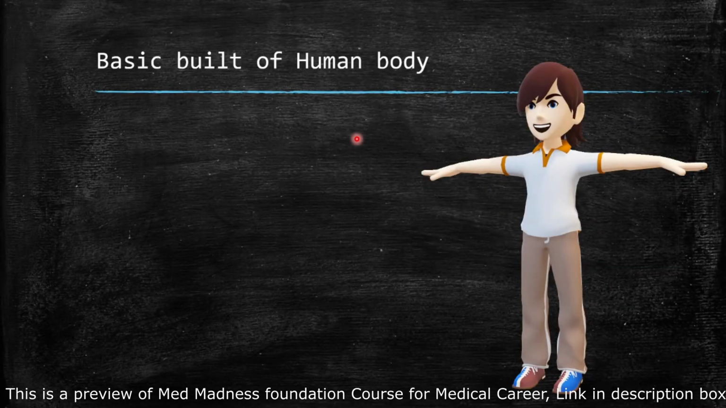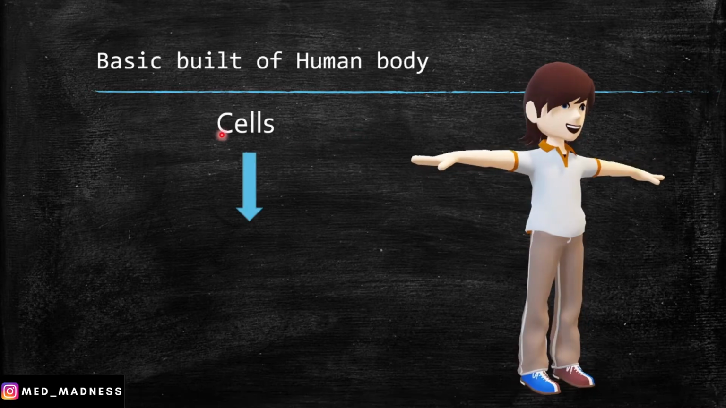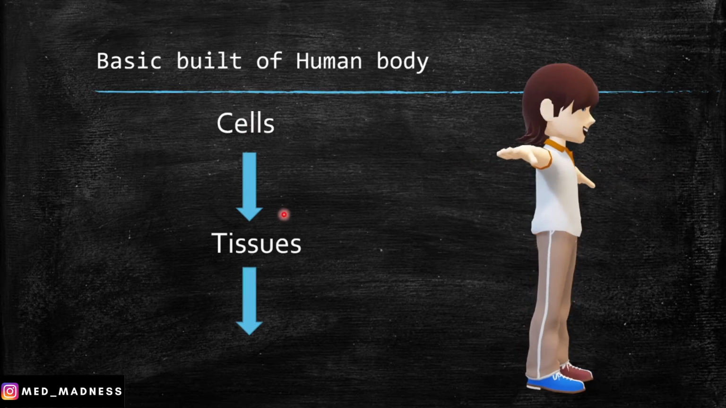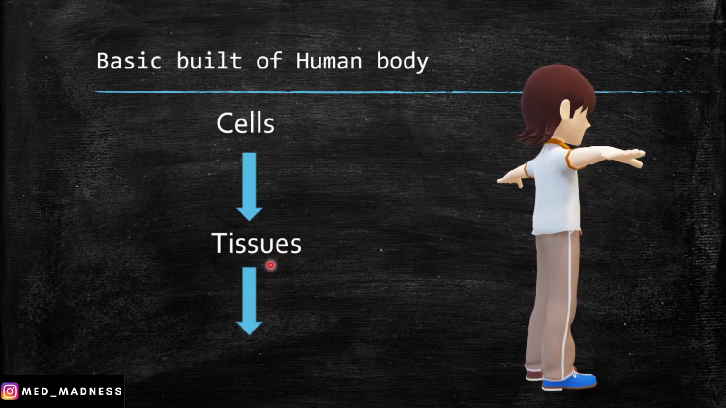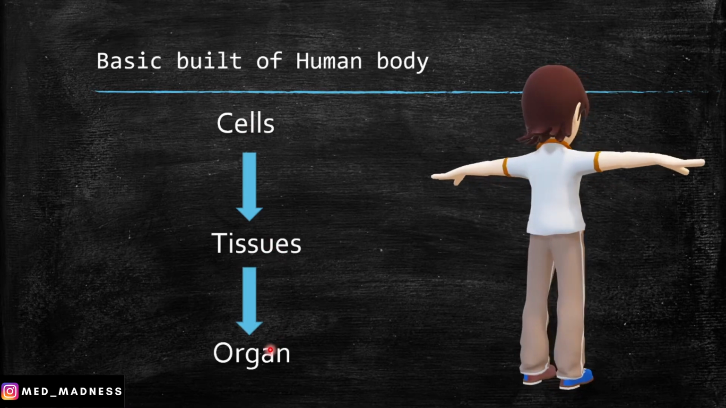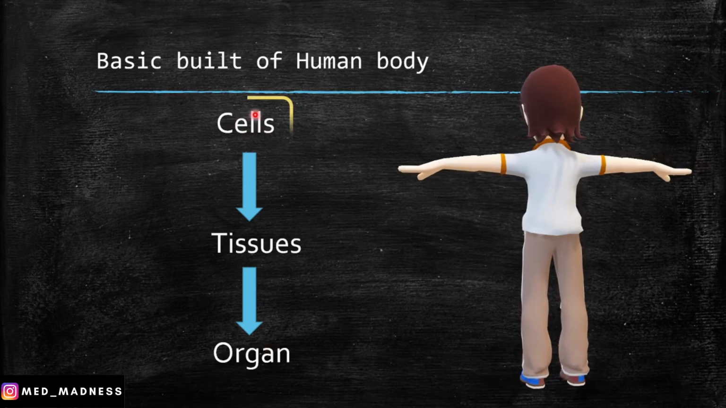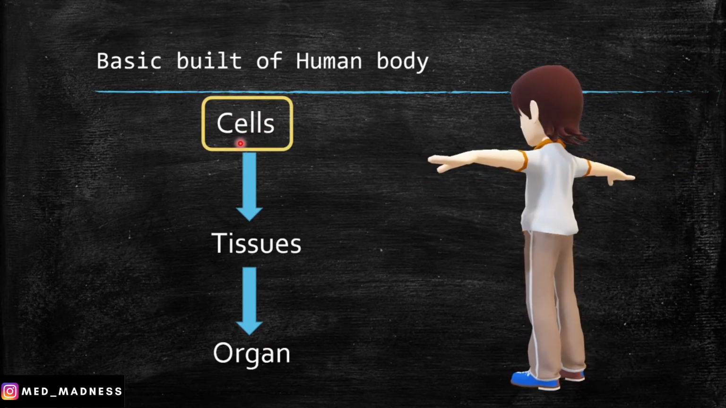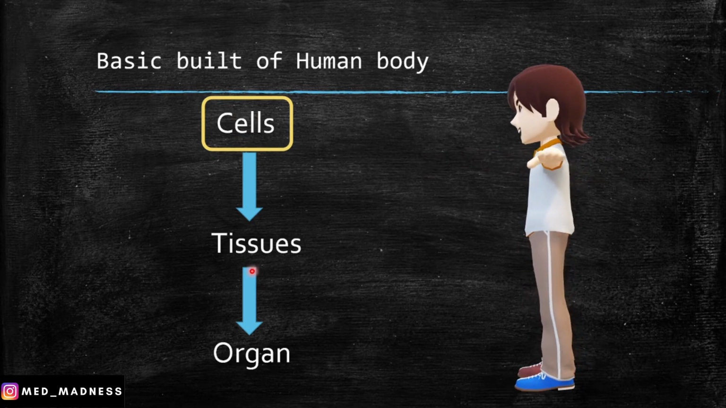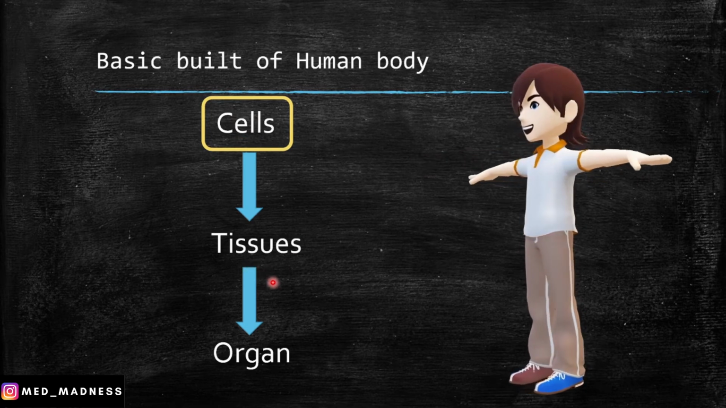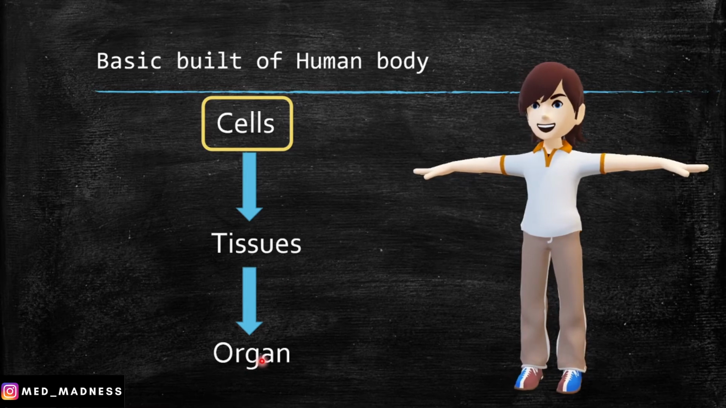This is how the MedManners Foundation course is built. So, what is the basic build of a human body? The group of cells are going to make up tissues, and the tissues are going to make up organs. First we are going to see about the cell, and then we'll take up the four main types of tissues, and then we'll go over system-wise study.